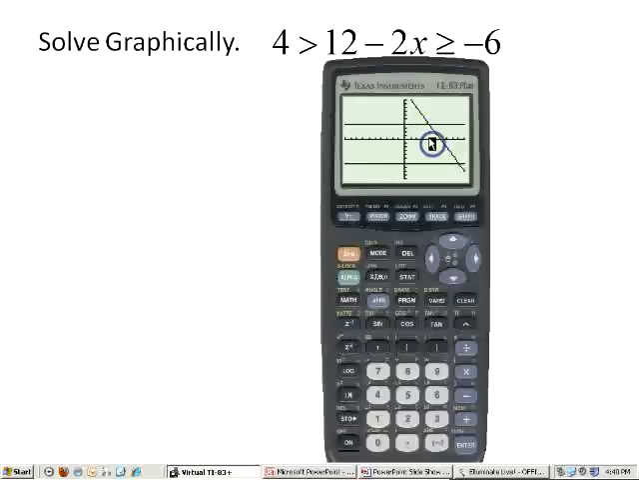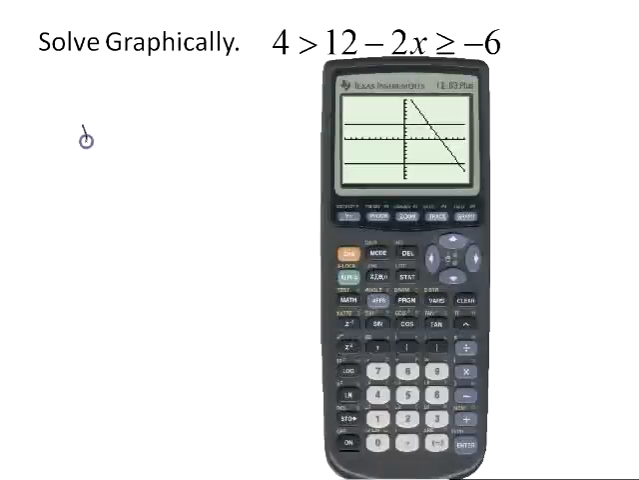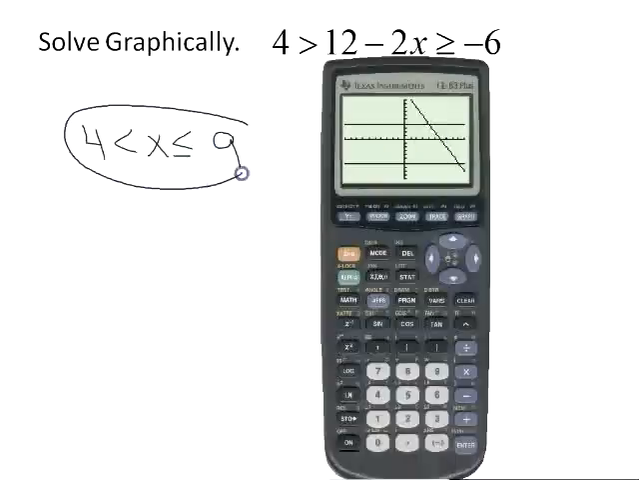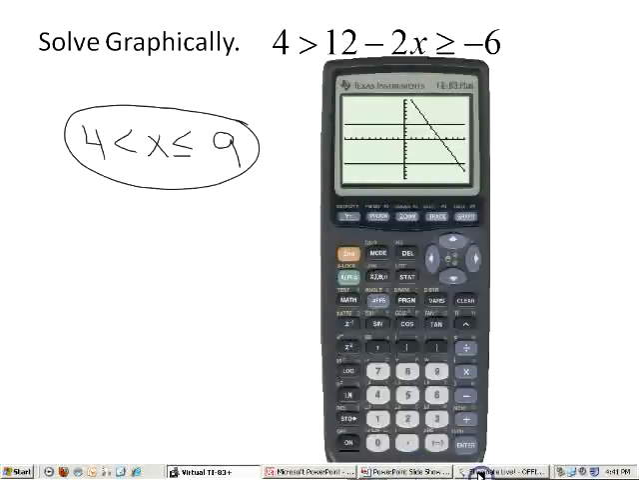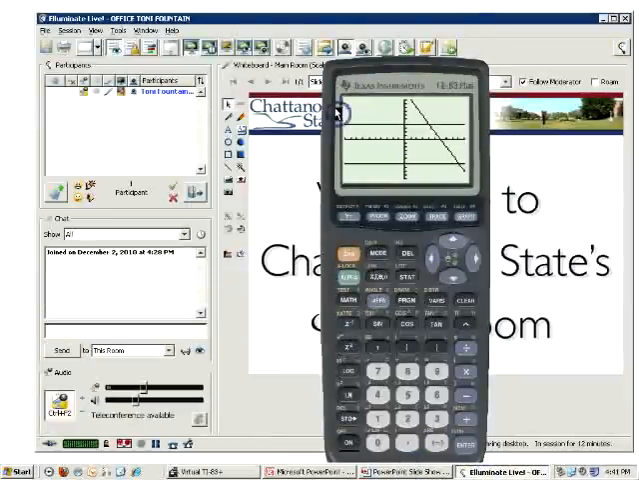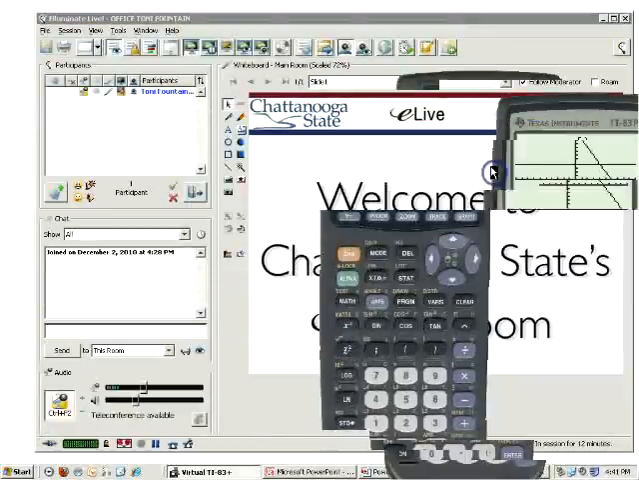So that is an x value of, what is this, 4? From x values of 4 up to an x value of, what's this one? I believe that was 1, 2, 3, 4, 5, 6, 7, 8, 9. So I can get the same answer graphically that I did numerically, symbolically.